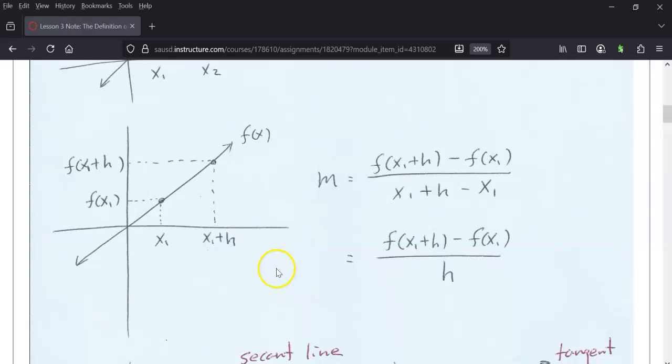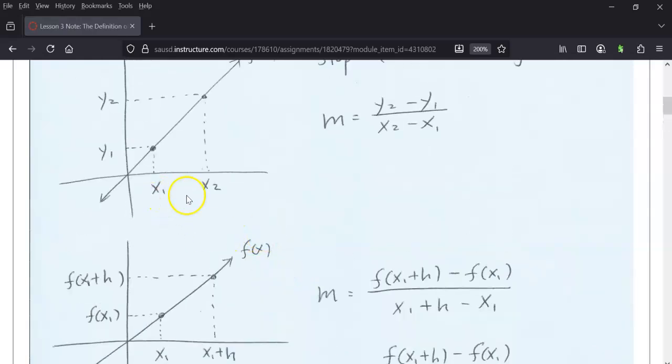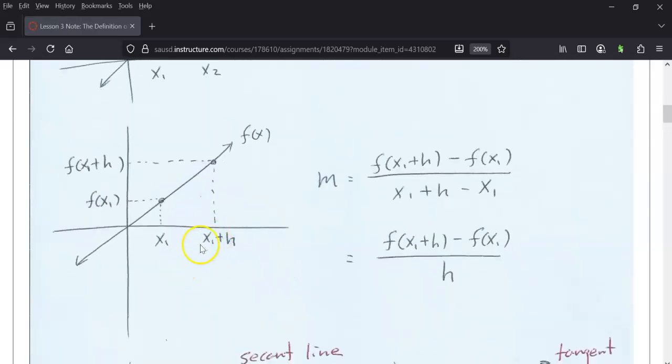Now, as we keep going, instead of using x1 and x2, what did we say? The first point is x1, and instead of y1, we're going to say f of x1. This is the same as y1. Now the second point, instead of x2, is h units further down from x1. So the new x2 is called x1 plus h, and the y coordinate at that point will be f of x1 plus h.